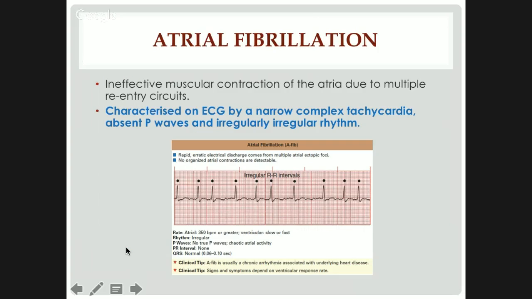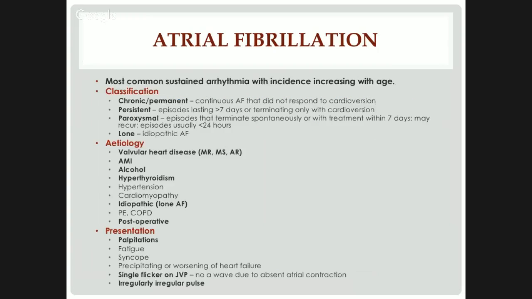Let's just talk about AF, buzzwords, absent P wave, and irregularly irregular rhythm. I'm just going to race through this now. Learn the classifications of AF. If it's idiopathic in a young, otherwise healthy person, it's called lone AF. If it's occurring occasionally, but it goes away itself, it's paroxysmal.